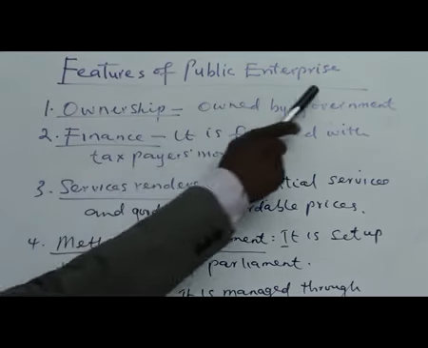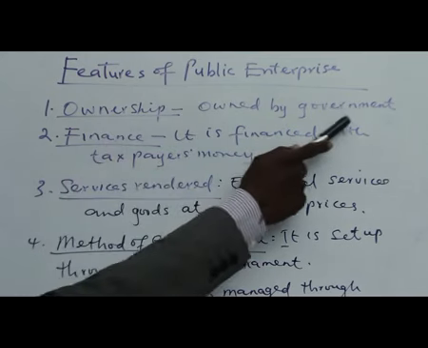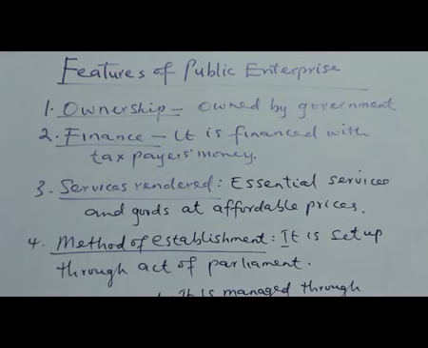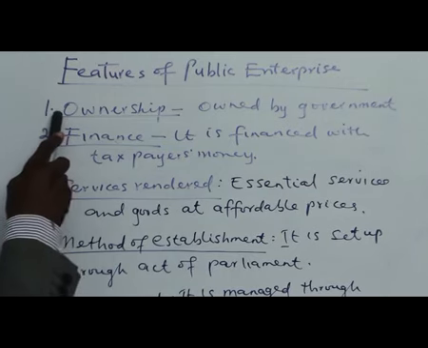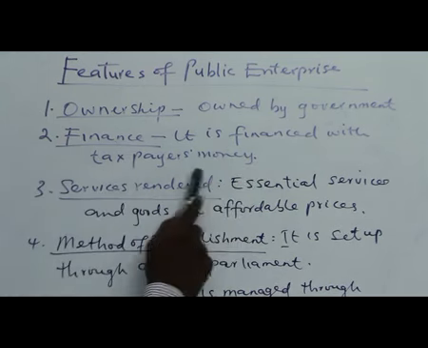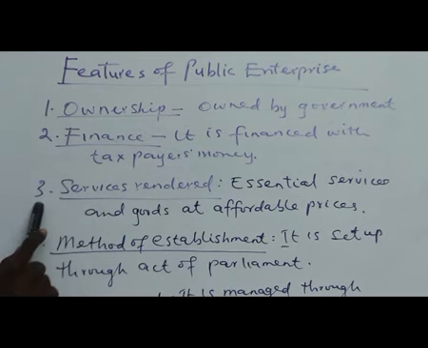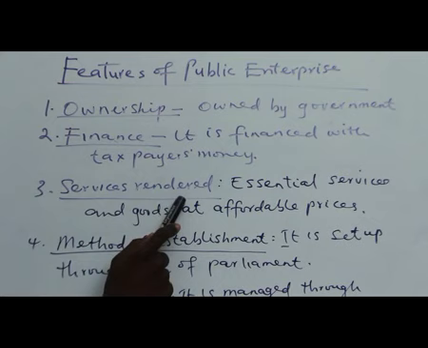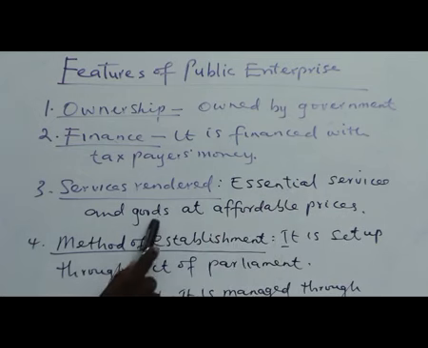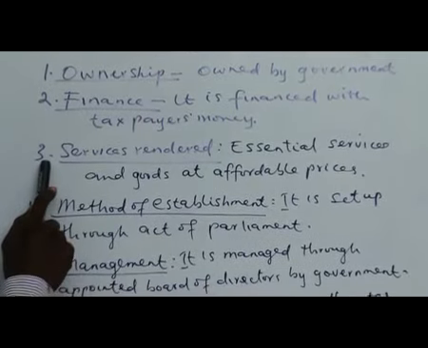Features of public enterprise. Number one, ownership. It is owned by the government. So far as we say it's a public enterprise, the ownership belongs to the government. Number two, finance. It is financed with taxpayers' money. Government gets the money for financing this enterprise through taxpayers' money. Number three, services rendered. This enterprise engages in provision of essential services and goods at affordable prices, unlike other enterprises.